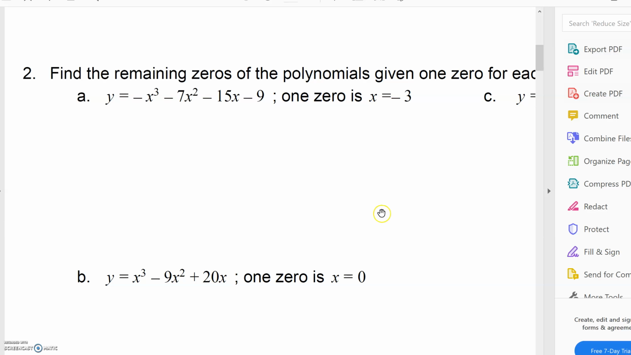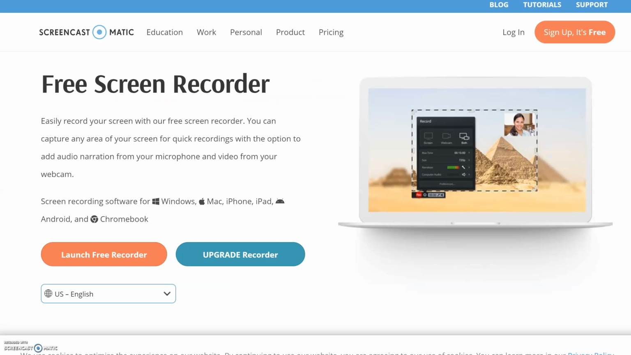All right, so a clue for number 2. Here it says find the remaining zeros of the polynomial given 1 0 for each. So here's my polynomial, and then they gave me 1 0 right here. There's a couple ways you could start this.